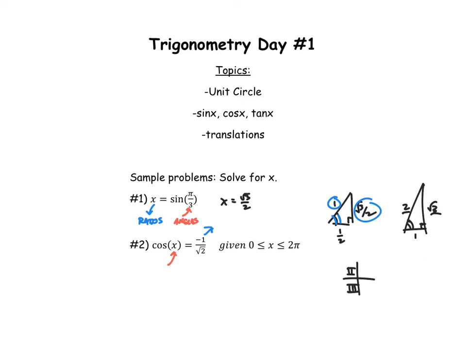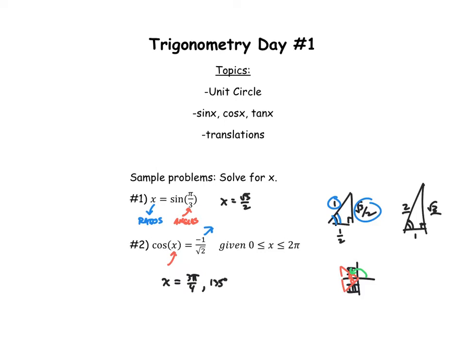So in quadrant 2, I would anticipate an angle of 45 there and an angle of 45 there in quadrant 3. So the first angle that I would get would be this angle, which is pi minus pi over 4, which is 3 pi over 4. So one of my answers would be 3 pi over 4. Could also write that as 135 degrees.